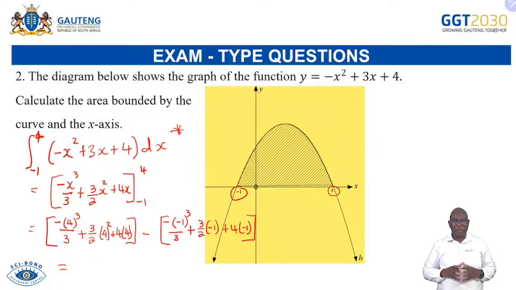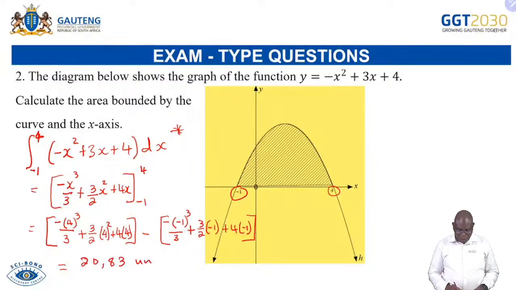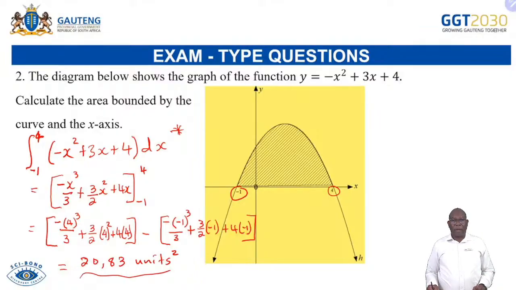If you want to be very much correct, you can do the first bracket, then you put the answer, then you do the second bracket, you put the answer, and then you subtract the two. But because I've put brackets and done everything by using a calculator, the answer that I got was 20,83 square units. We are talking area here, so there must be units. We must write units, my boys and girls. We really need to always write the units. Okay, because you might be penalized for units. Please write the units. It's units squared because it's area.